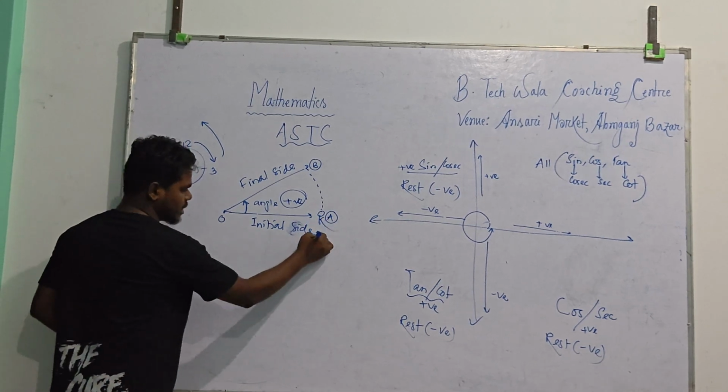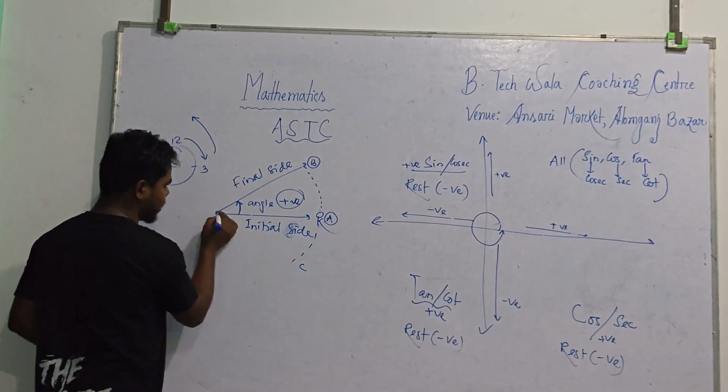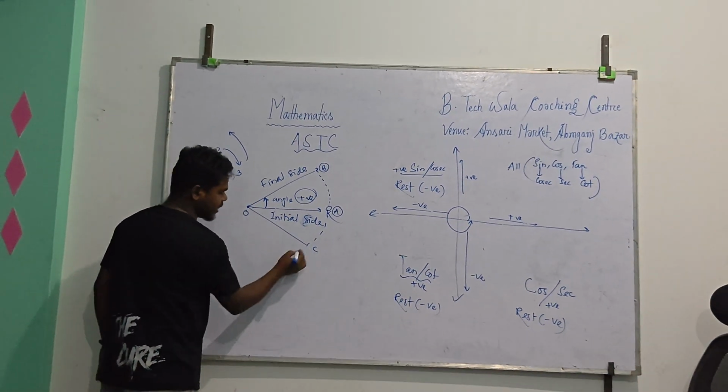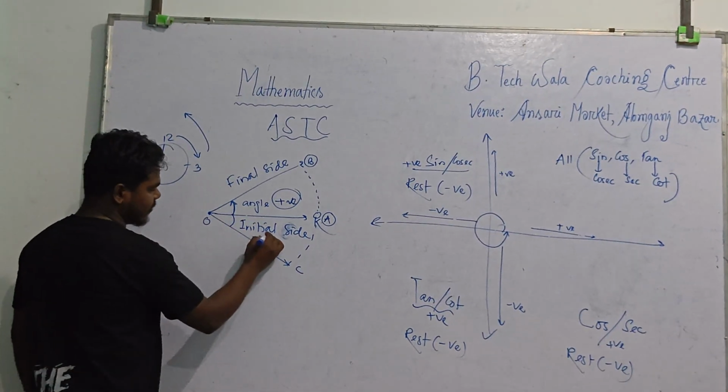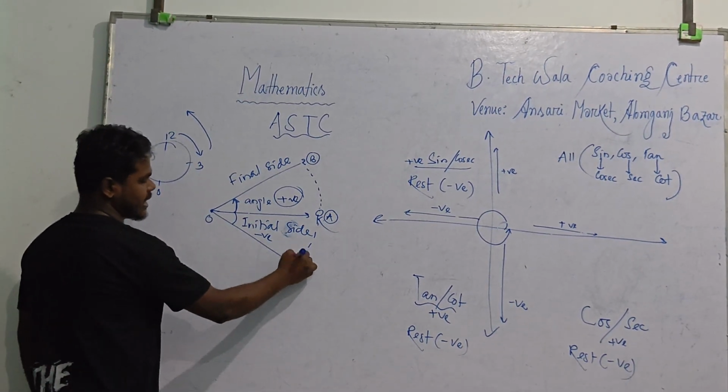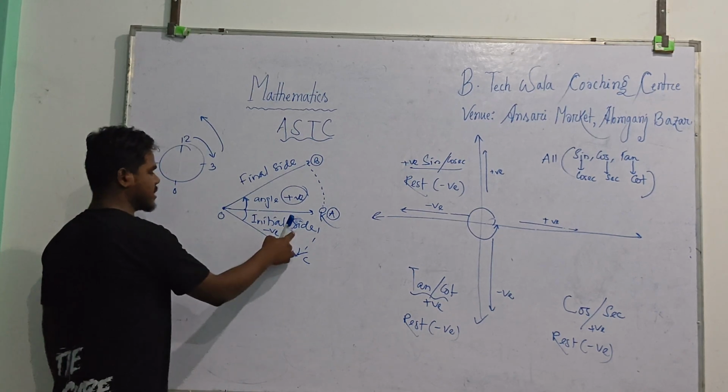And now here the person is coming from position A to position C, and this is the common point, that is O, right? And this angle is called a negative angle because this is the clockwise direction. This angle is formed in the direction of clockwise. That's why this is negative.